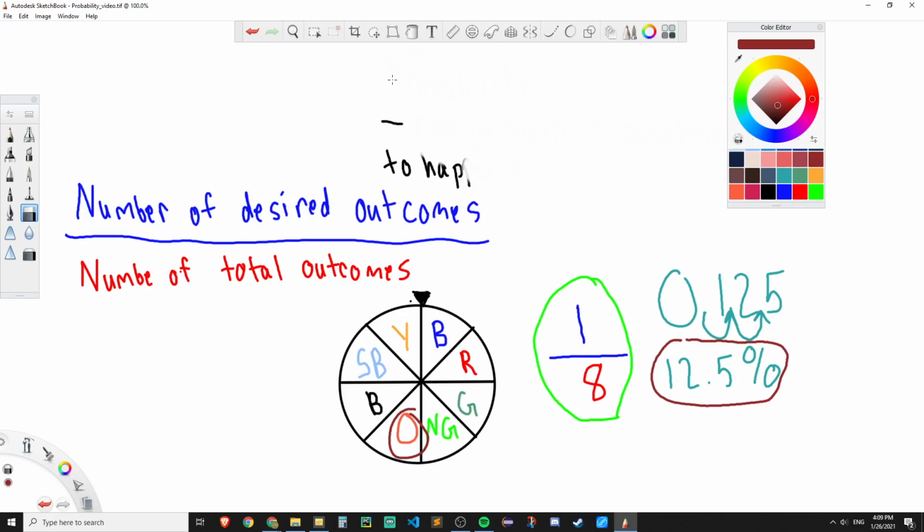Let's just take that out because I need the space, all of it, like that. Okay.